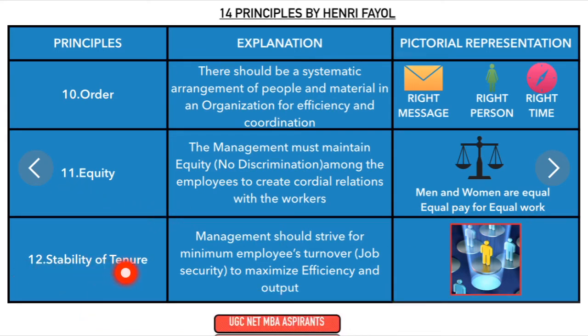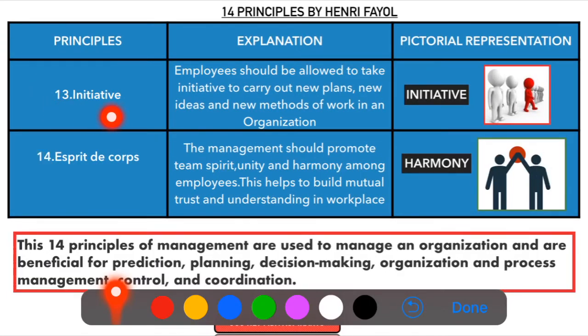12th one, stability of tenure. The management should strive for minimum employee turnover, that is, job security should be given to the employees to maximize efficiency and output. Coming to the 13th principle, which is nothing but the initiative. Employees should be allowed to take initiative to carry out new plans, new ideas, and new methods of work in an organization. 14th one is nothing but esprit de corps, which is nothing but harmony and team spirit.